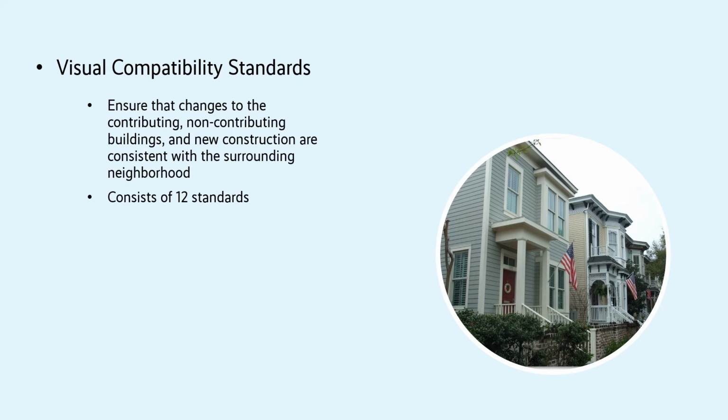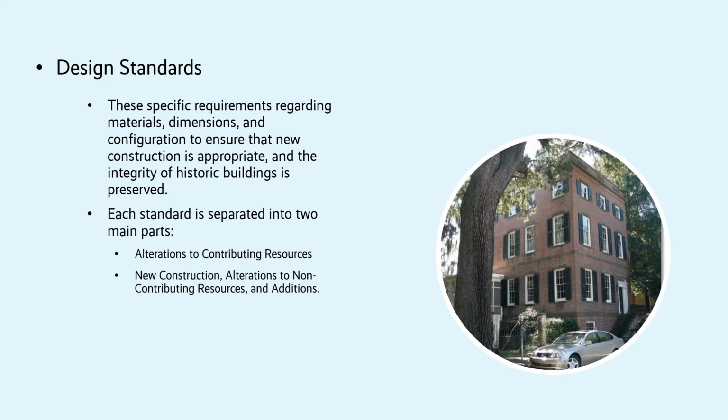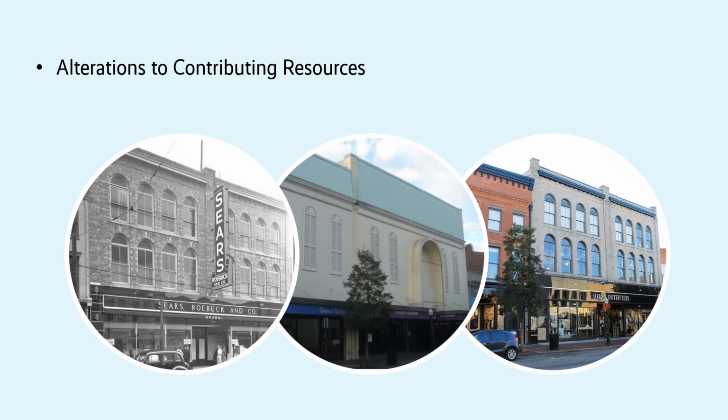Third are the design standards. These give specific requirements regarding materials, dimensions, and configuration in order to ensure that new construction is appropriate and the integrity of historic buildings is preserved. Standards cover items such as height, windows, shutters in commercial storefronts, accessory structures, and more. Each standard is separated into two main parts, one being alterations to contributing resources, and the other being new construction, alterations to non-contributing resources, and additions.